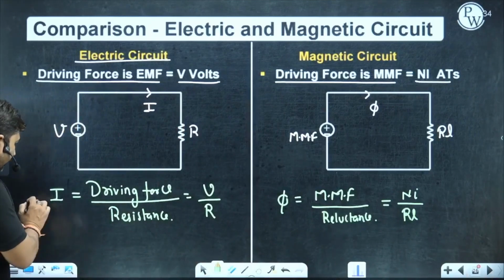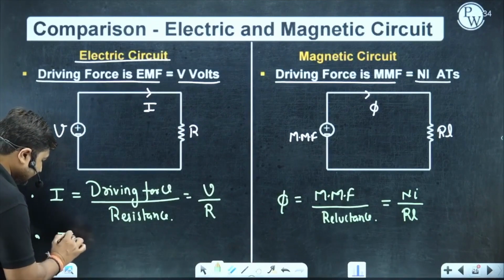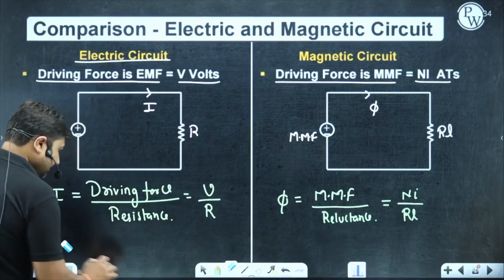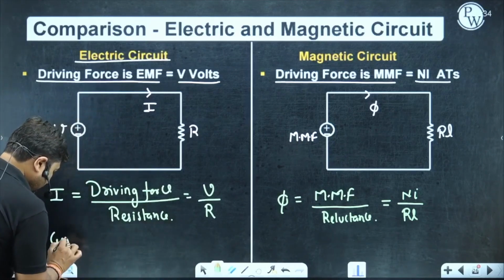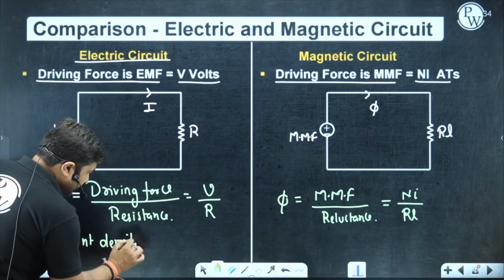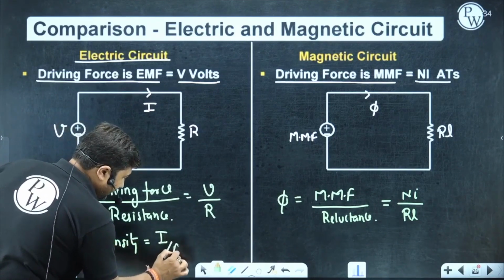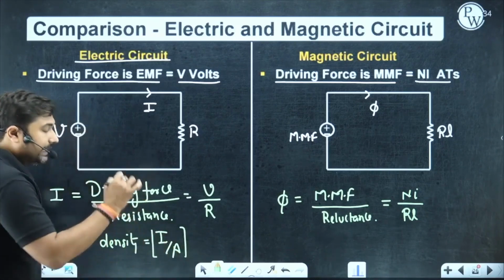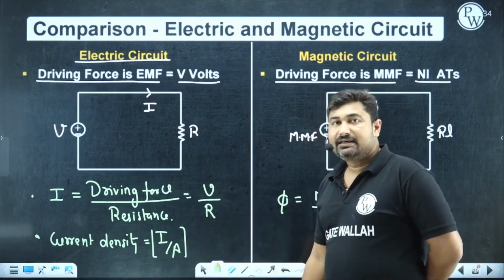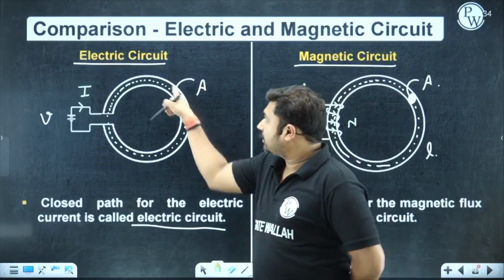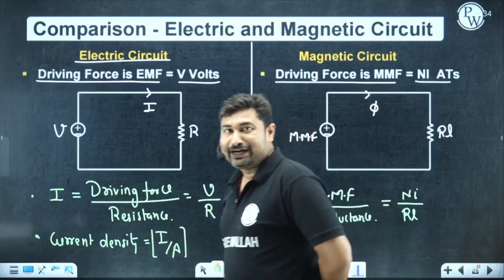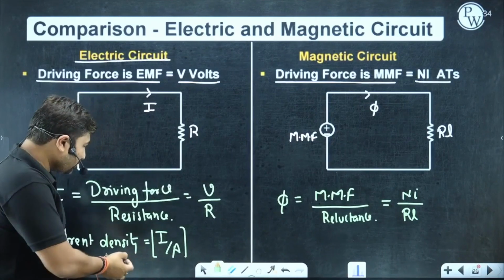We are also aware of the term current density. What is current density? Current density is defined as I by A. It means current per unit area of cross section of wire. Current density can be defined as current per unit area of cross section of wire.